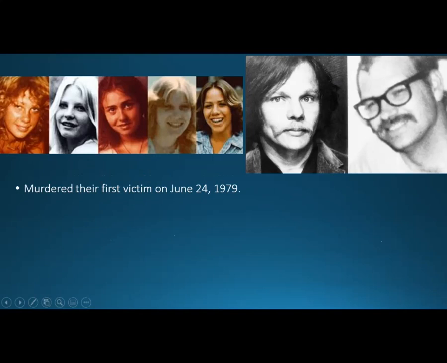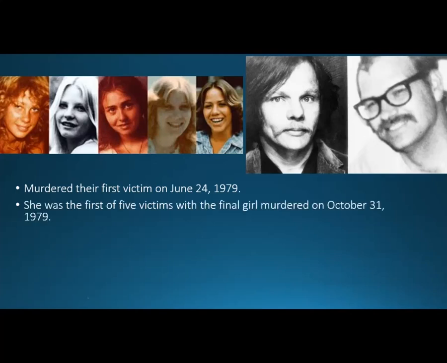They murdered their first victim on June 24th, 1979. It was this one right here. She was 16 years old. She didn't want to get in the van. They got her in the van. They took her. They both raped her. She asked if she was going to die. And she asked to say a prayer before they killed her. And they proceeded to strangle her. She was the first of 5 victims.